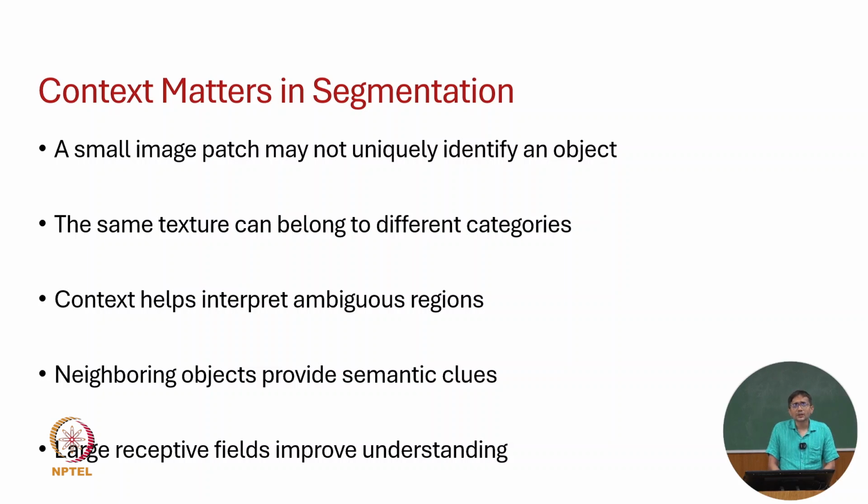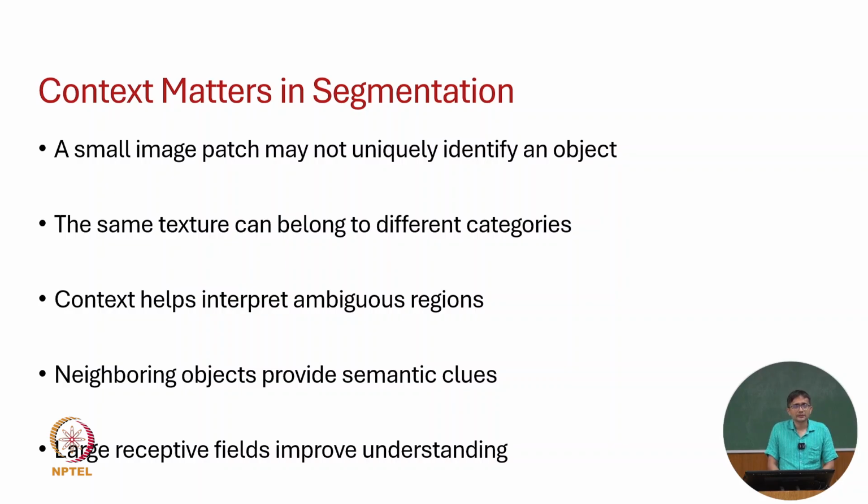How and why does context matter in semantic segmentation? A small image patch often does not uniquely identify an object. The same texture can belong to different categories. However, context is what helps us interpret between such ambiguous regions.